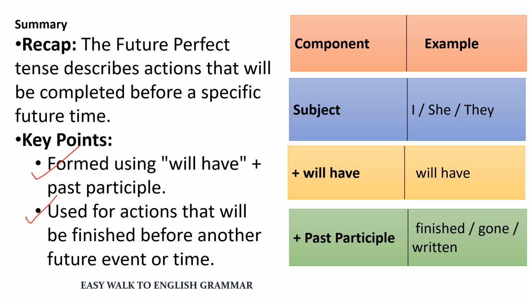Now let's have a quick recap of the components of the future perfect tense with examples. Subject. You can use I, she, they, he, or any other pronoun or noun. It will be followed by will have. After will have, you can use the past participle form of any verb like finished, gone, written, etc. Friends, try to create sentences in the future perfect tense using the subjects and the verbs given here.